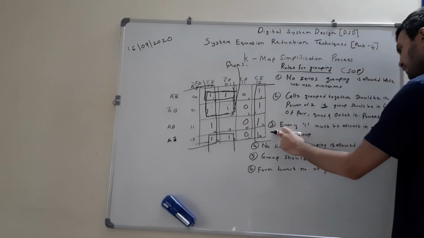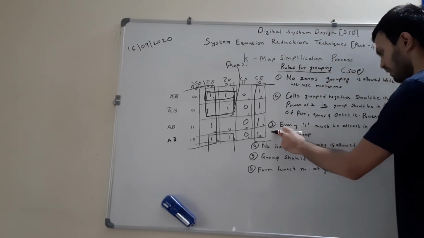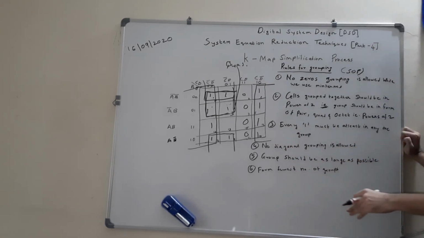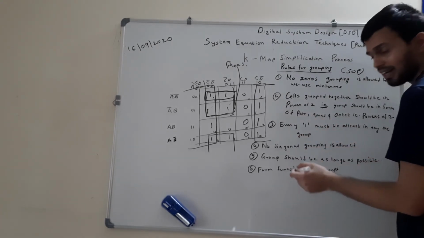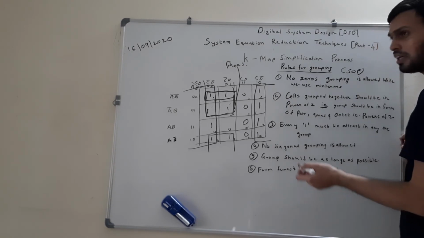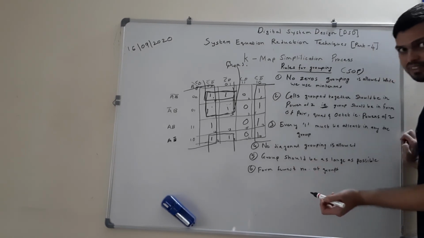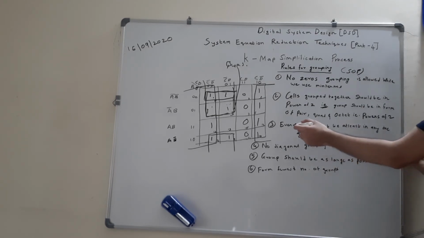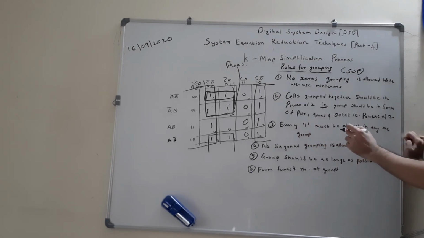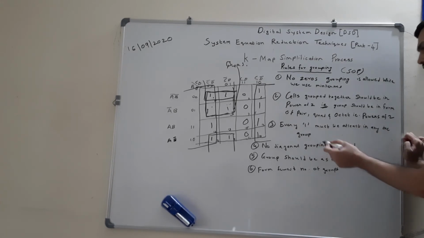And the third rule: every one in the adjacent cell must be at least there in one group. So if you have ones, try to fit them in some of the valid groups. Now what do I mean by valid groups? The ones should be present in the adjacent cells, and if you are able to combine maximum ones with any other group, then you should combine it. So that is what this statement means over here. That is, every one must be at least in any one group. That is, the condition should be satisfied if it is possible.